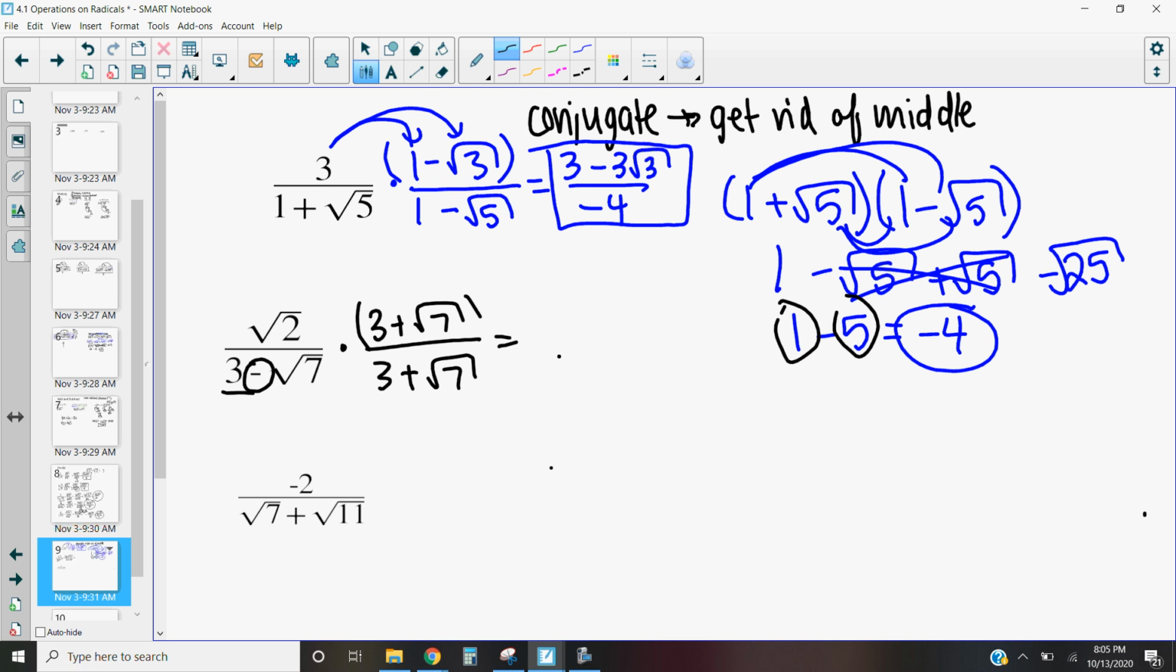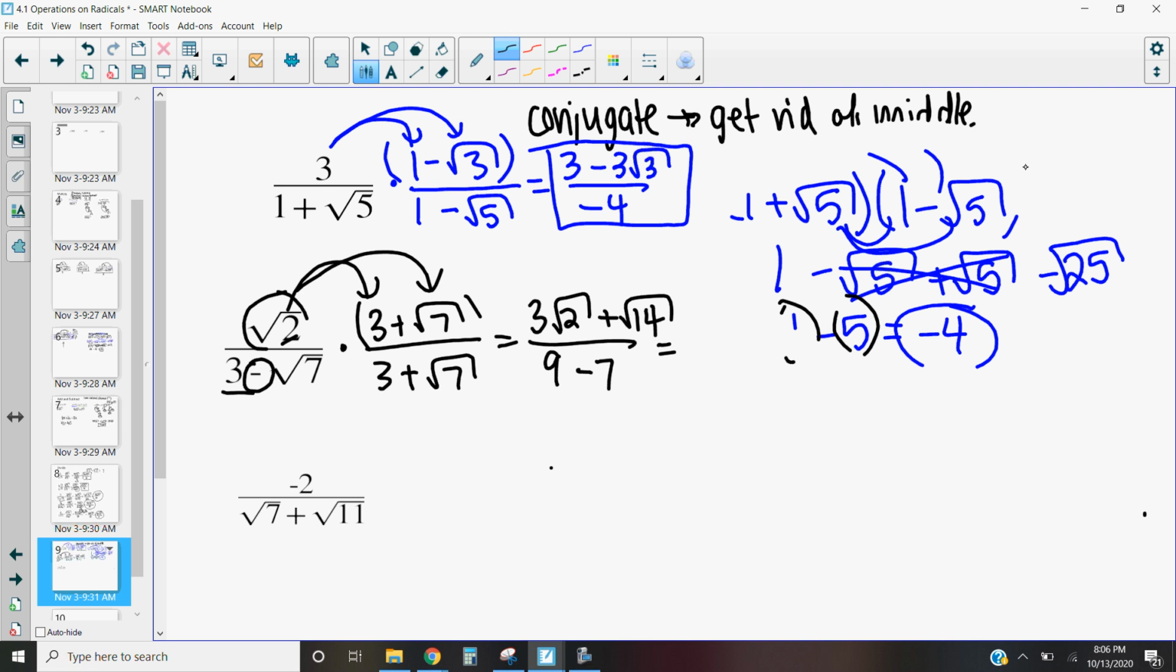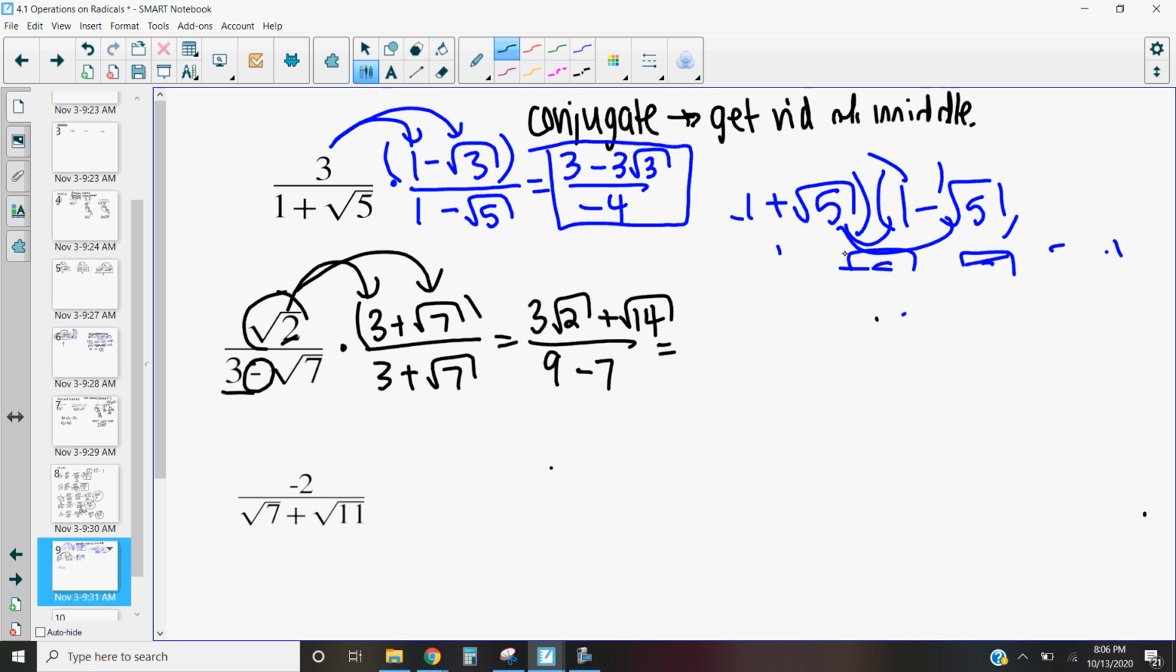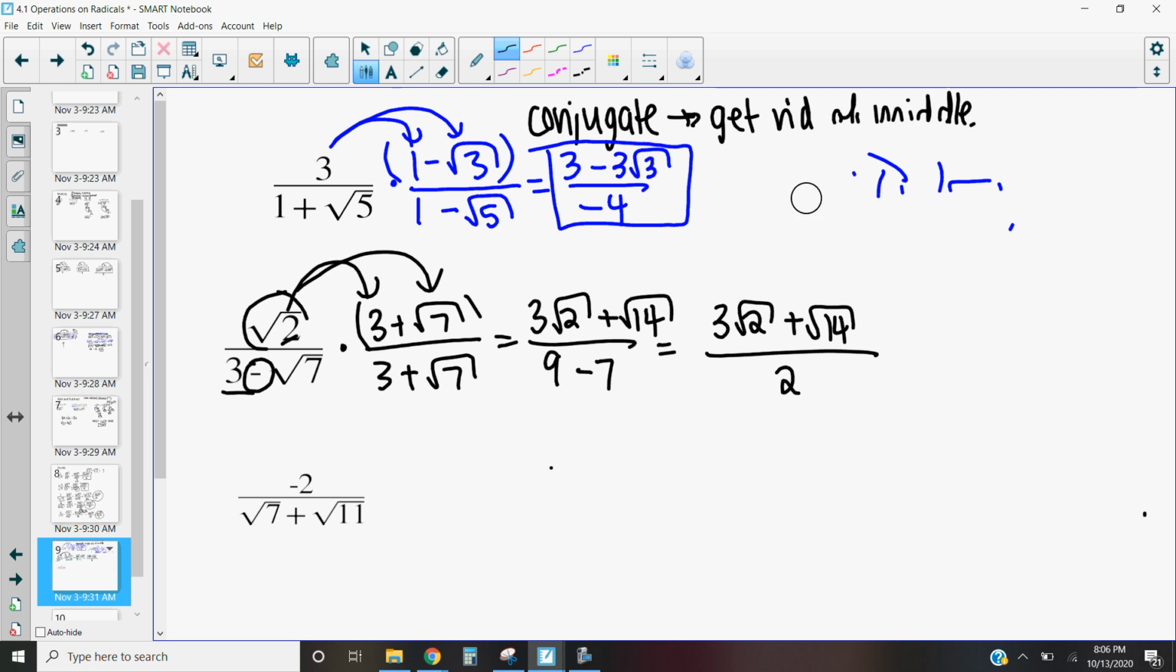3 squared is 9. Square root of 7 squared is minus 7. And then we multiply these up here. So multiply those in, and I get 3 root 2 plus root 14. And 9 minus 7, well, that simplifies to a 2. So our answer here, I'm going to erase this part, our answer here is going to be 3 root 2 plus root 14 over 2. And none of those can simplify, and so that is as simplified as our answer gets.